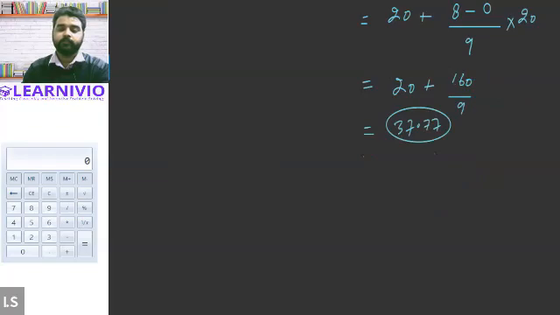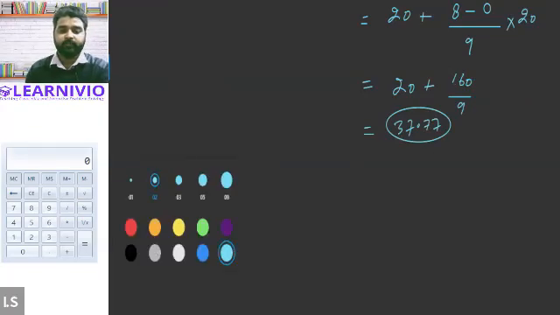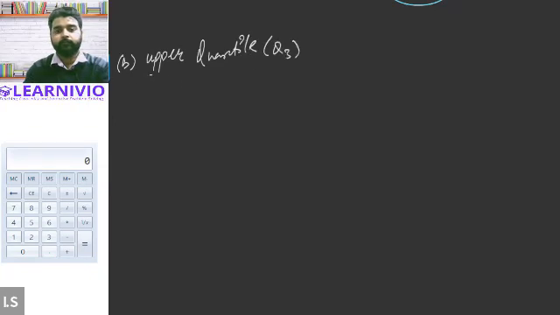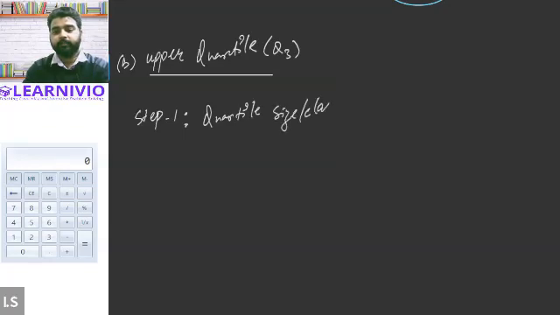Yes, sir. Okay. Now, we will do the same thing for calculating the upper quartile. For the upper quartile as well, we will have to make a working note. That is Q3. For Q3, we will apply this formula. First of all, the first step for calculating the upper quartile will be calculation of the quartile size, or you can say quartile class.